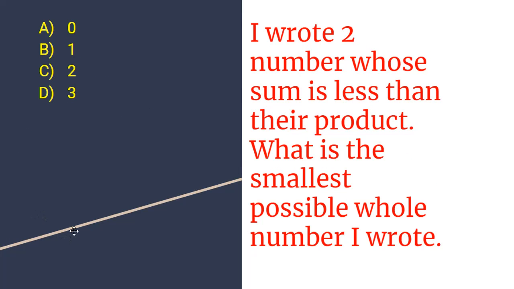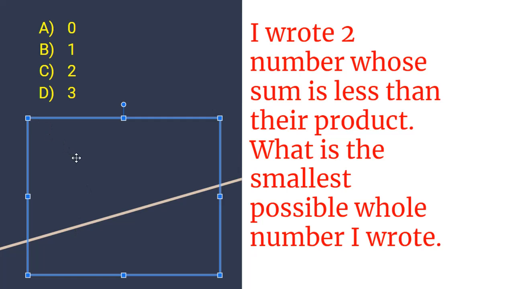Our last question is, I wrote two numbers whose sum is less than their product. What is the smallest possible whole number I wrote? So we know that 1 plus our number will be greater than 1 times our number, because 1 times a number will be the same, and if you add 1 to a number, it'll be different. So we have to figure out the smallest one. So let's look at 1. 1 plus 1 is 2, and its sum is actually greater because 1 times 1 is just 1.